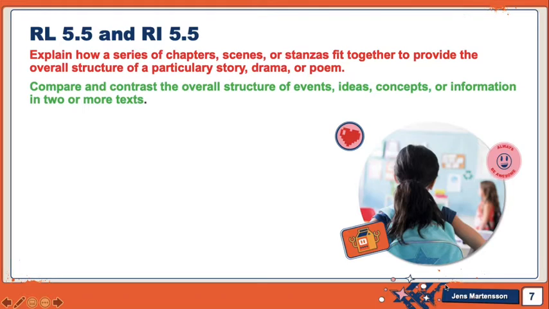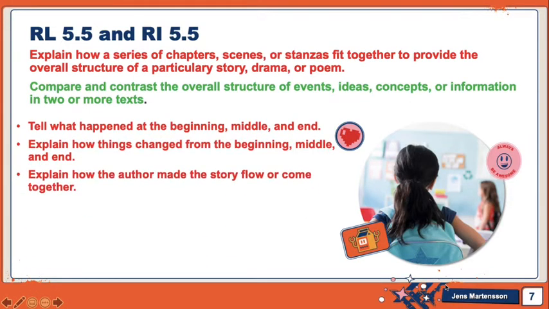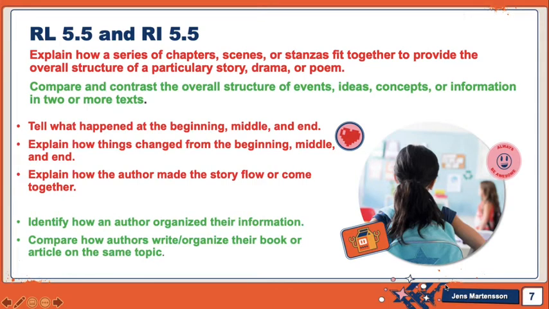So for reading literature standard 5.5, students have to tell what happened at the beginning, middle, and end of a story. They have to be able to explain how things change from the beginning, middle, and end. And they have to be able to explain how the author made the story flow or come together. For reading information standard 5.5, students have to identify how an author organized their information, as well as compare how authors write or organize their books or articles on the same topic.